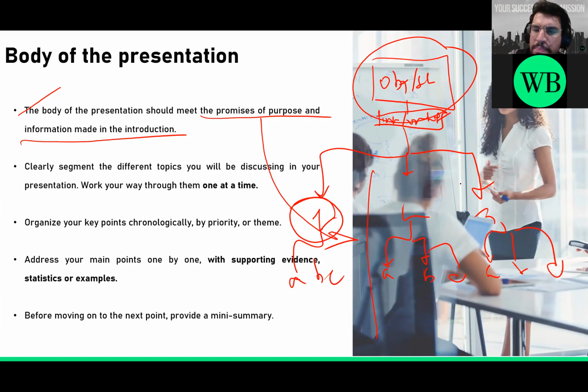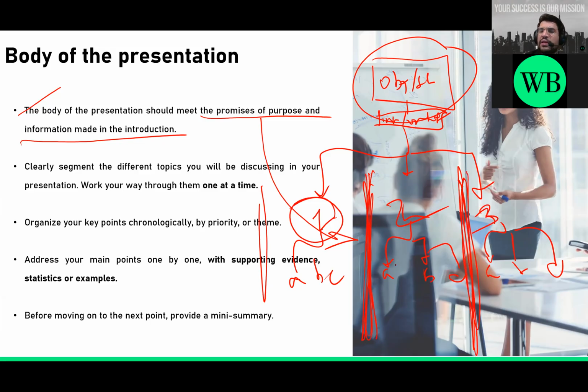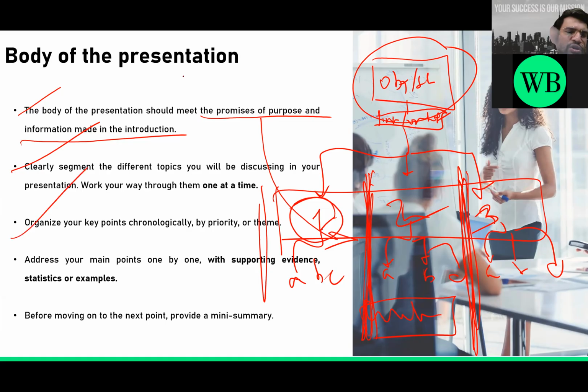When you're done with point number one, there literally needs to be, I wouldn't say a Chinese wall, but there needs to be a clear demarcation, and we're going to show you how to do those clear demarcations. There needs to be a clear demarcation where you see, okay, now we're moving on to point number two. After you're done with point number two and whatever you say, now we're moving on to point number three. After you're done with your three points, before you go to your conclusion or your summary, you need to be clear that, okay, I'm moving on to my conclusion now, right? So clearly segment the different topics that you'll be discussing in your presentation.